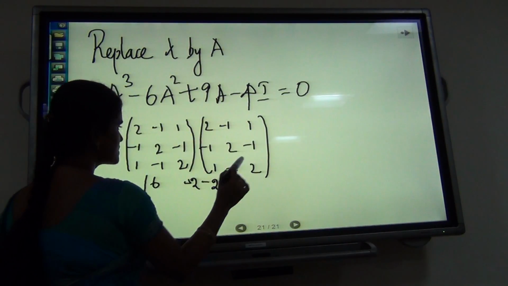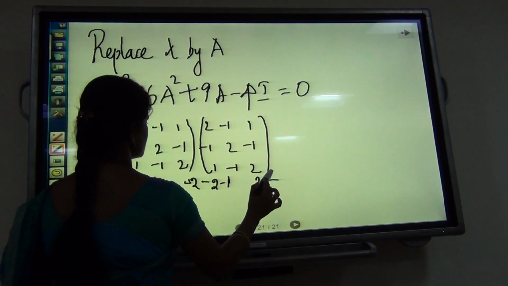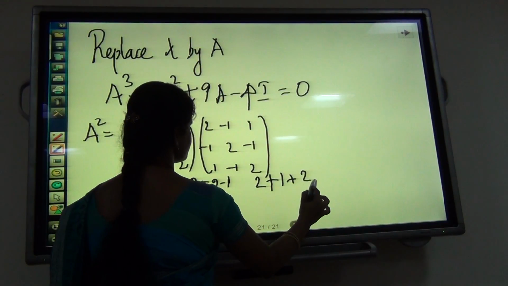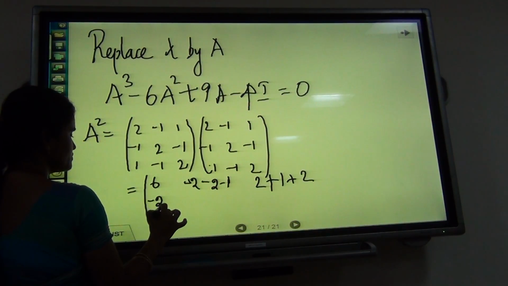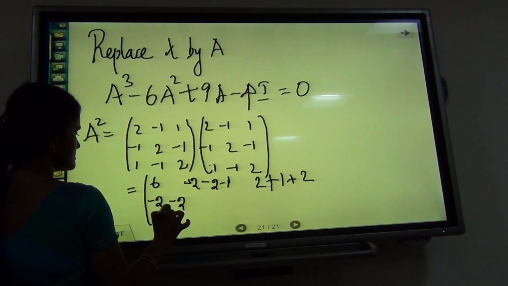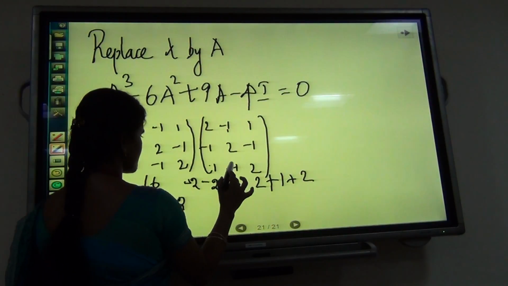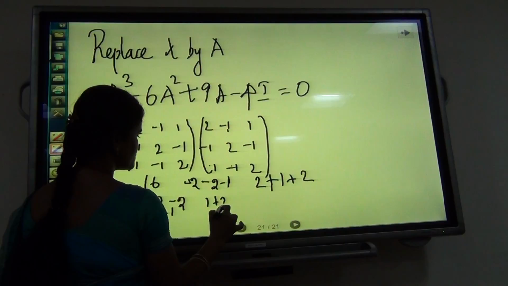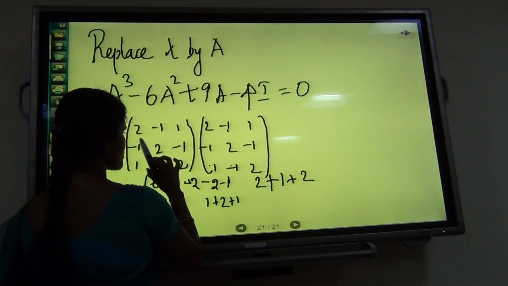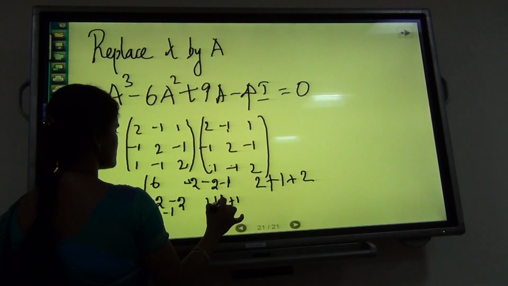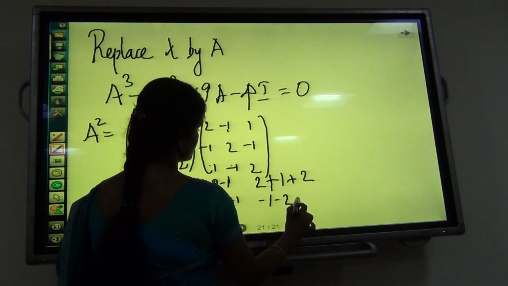In the first row with the third column you get 2 plus 1 plus 2. So the second row is going to be second row with the first column, minus 2 minus 2 minus 1. And here you get second row with the second column, you get 1 plus 2 plus 1. Second row with the second column, 1 into 1, 2 into 2, it is 4. 4 plus 1. In here you get minus 1, minus 2, minus 2.